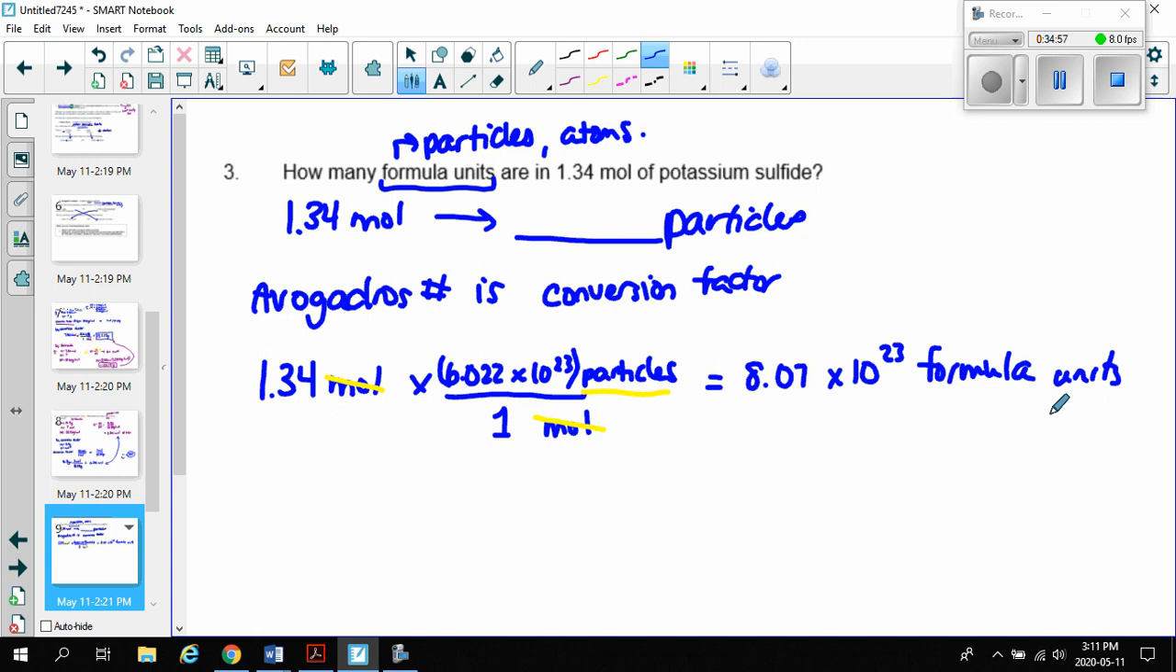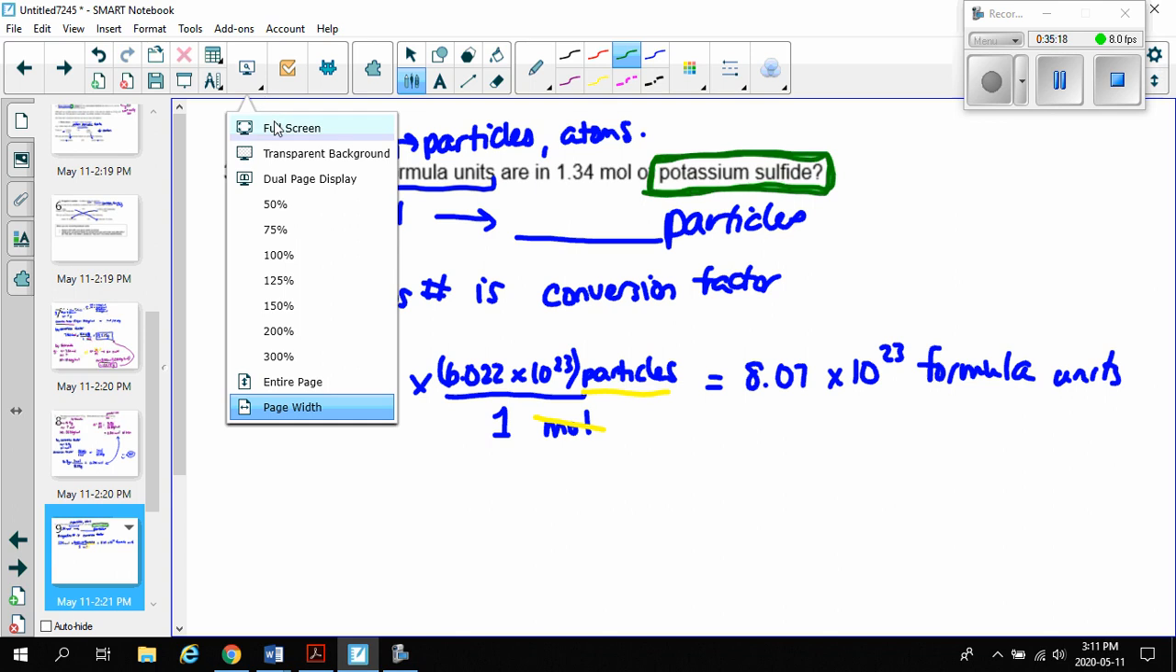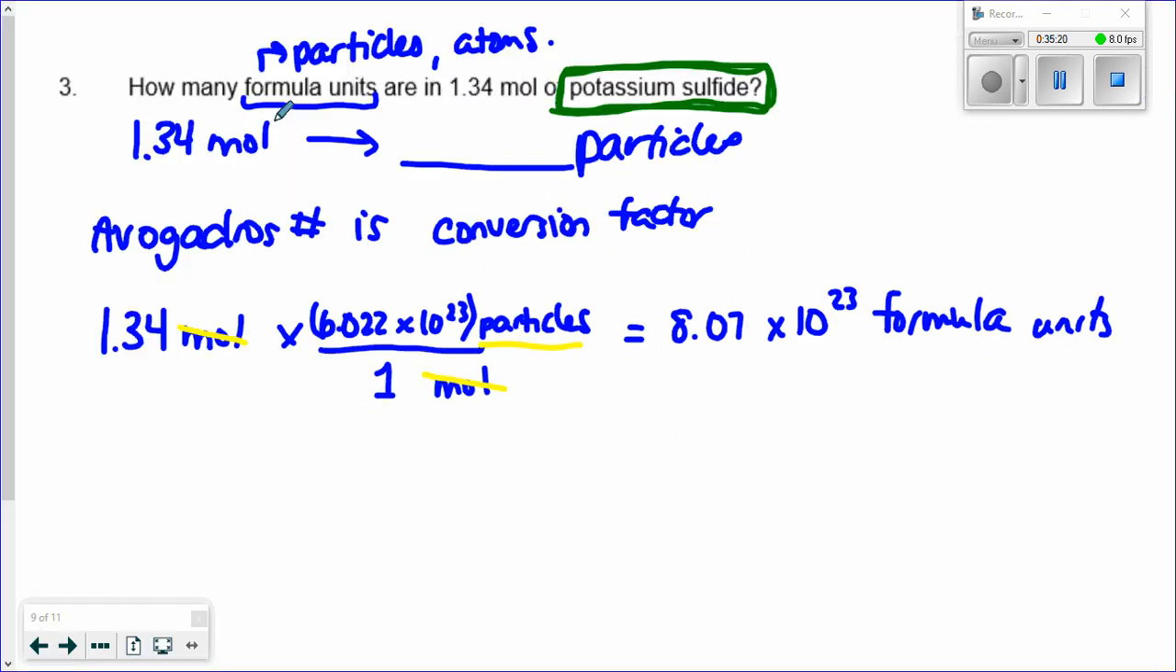So in this case, we didn't actually have to worry about what the compound actually is, because again, it's just telling us 1.34 moles of something. How many formula units is it made up of? A few more, guys, we're almost done. Oh, this is a long one.